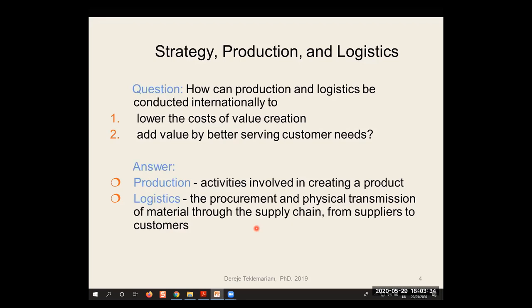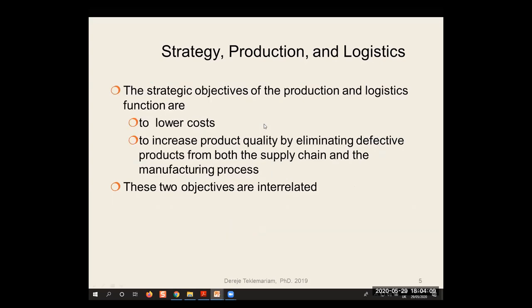Once the product is created, we can still add value. For example, the first addition is in terms of packaging, or providing an informative packaging system, or the second value could be transporting the product to a convenient location for the buyer. So production plus logistics gives us some kind of value creation to supply to the users or customers. Anyway, the strategic objective of the production and logistics function is lowering costs.